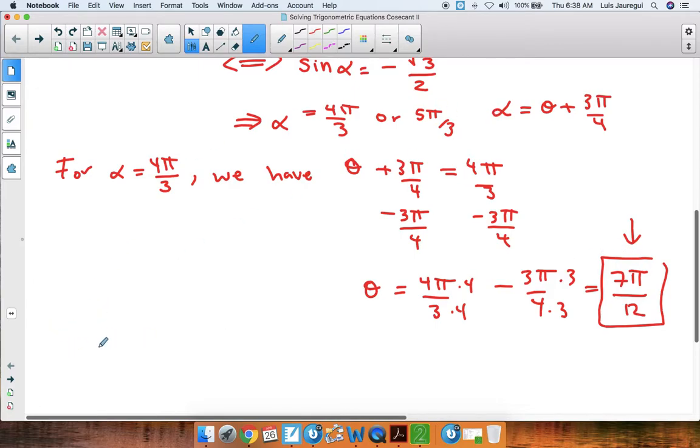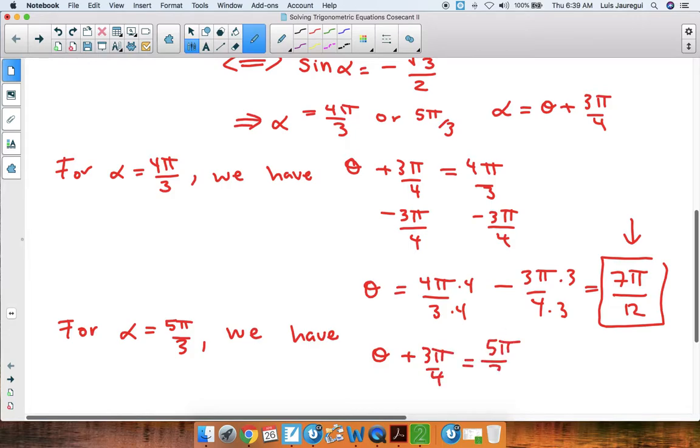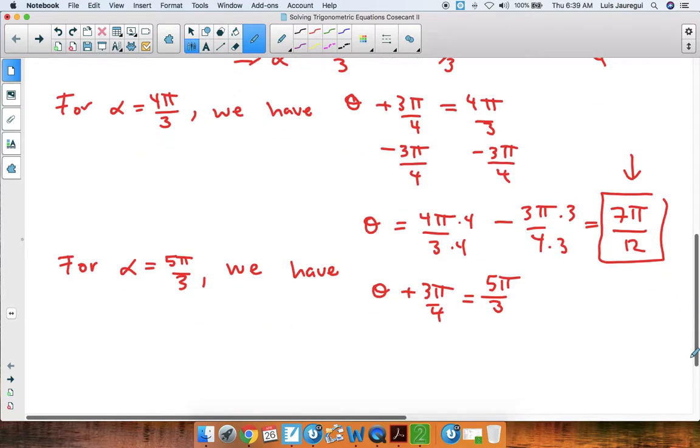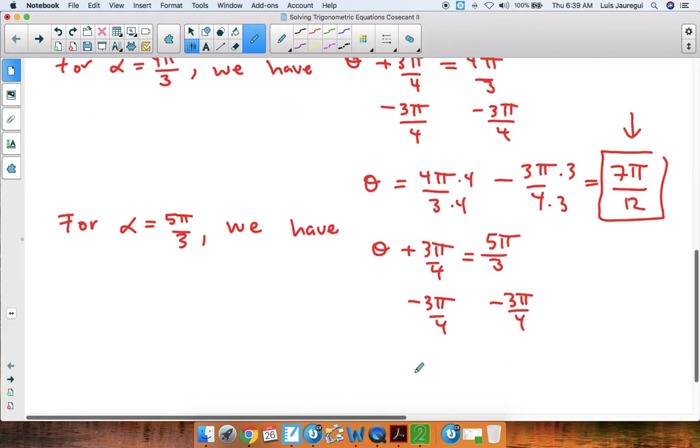So let's use the other value for alpha to get the theta. So for alpha being equal to 5 pi over 3, we have that theta plus 3 pi over 4 is equal to 5 pi over 3. Okay, so subtracting the 3 pi over 4 from both sides, we get that theta is equal to 5 pi over 3 minus 3 pi over 4.